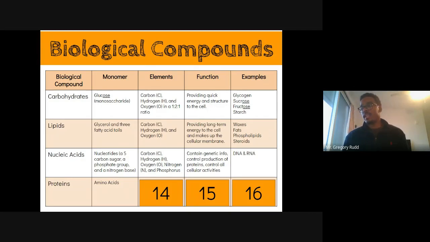And what elements are present in proteins? Carbon, hydrogen, and oxygen, nitrogen. Excellent. Carbon, hydrogen, oxygen, and nitrogen. So again, we've got those same three present in all four biocompounds: carbon, hydrogen, and oxygen. What is the function of proteins? What do they do for living organisms?